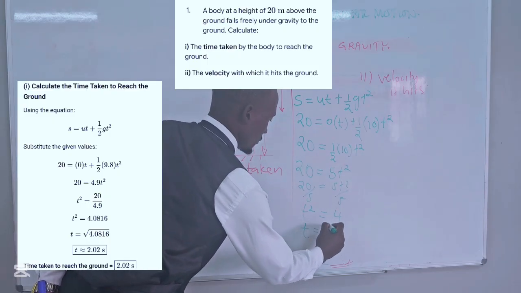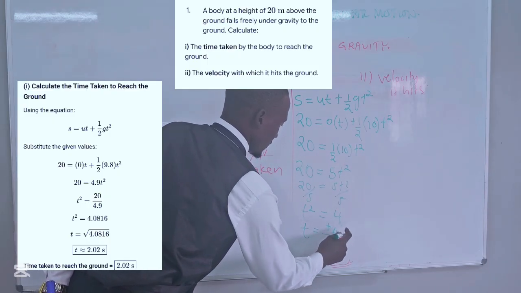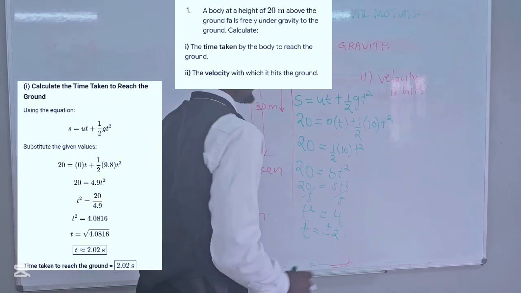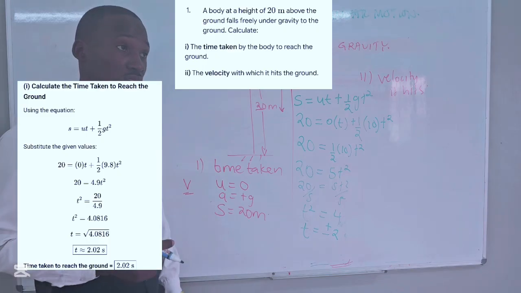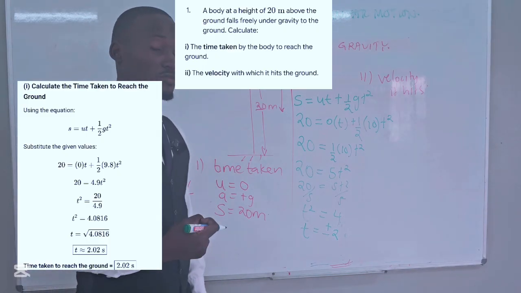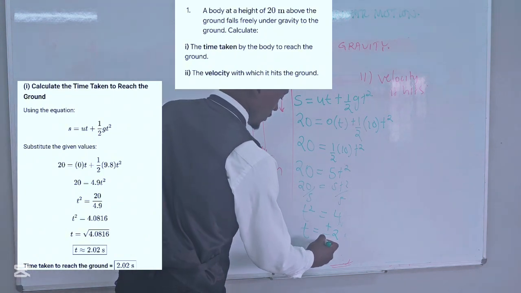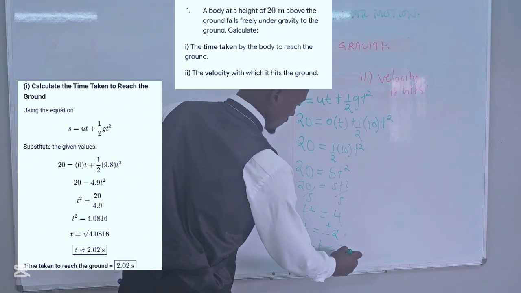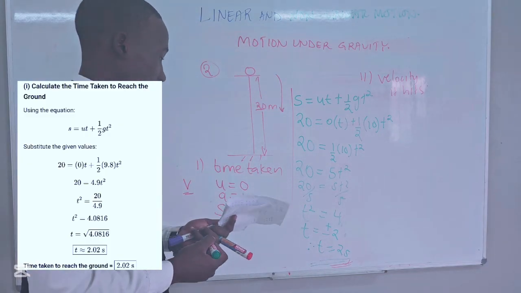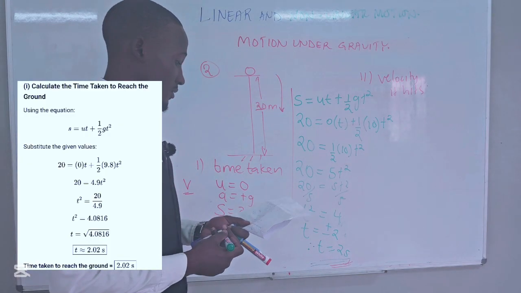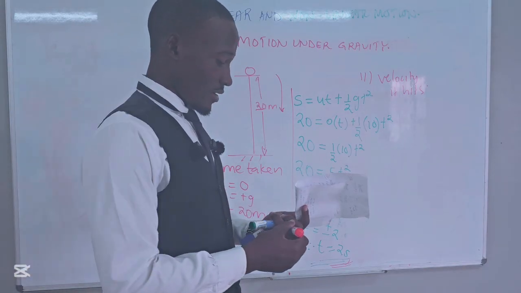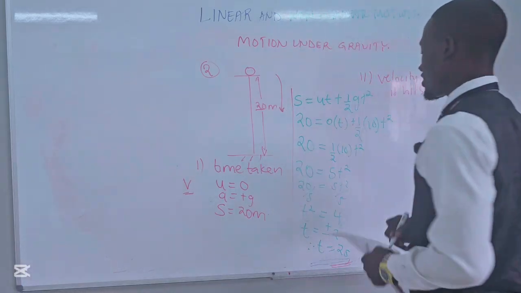And then you're going to have t squared is equal to 4. So time is going to be plus or minus the square root of 4, which is 2. But remember, time is a scalar quantity, so time cannot be negative. So we are going to take the positive value. Therefore, time is equal to 2 seconds. I like it when a student concludes and says, therefore, the time taken to reach the ground is 2 seconds. How about the velocity with which it hits the ground?